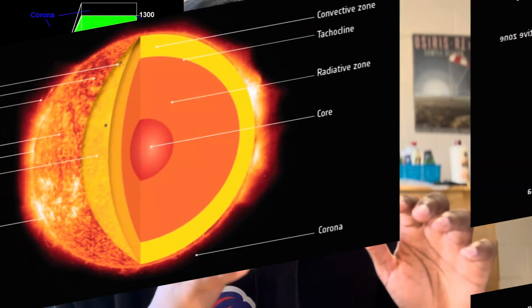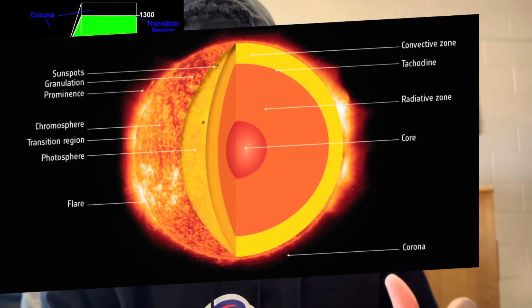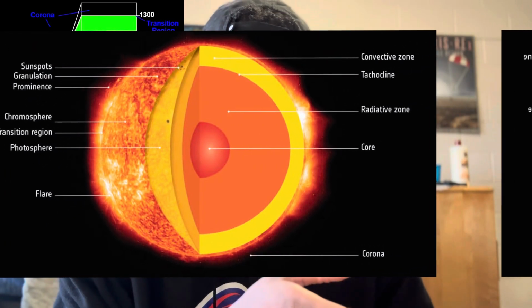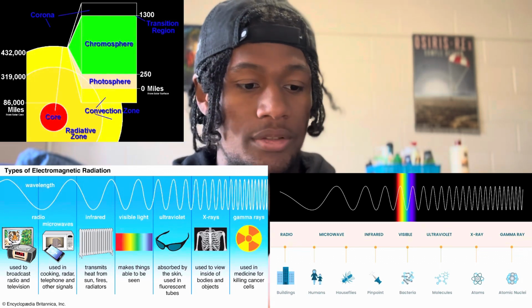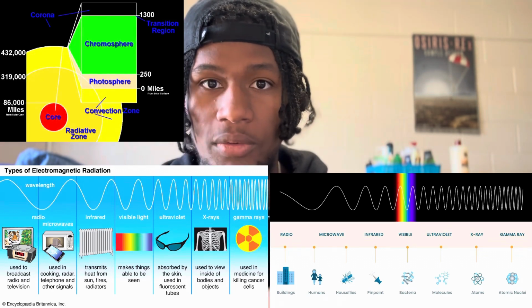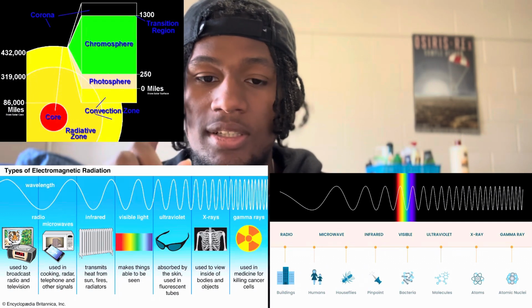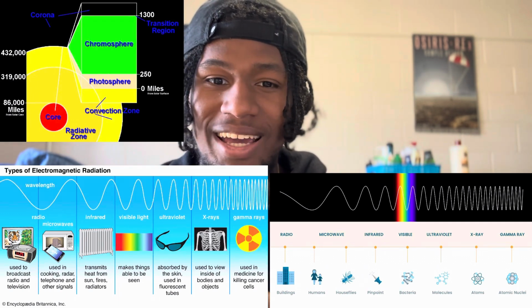Now, the photosphere is where the science kind of starts, because it is the deepest layer of the sun that we can actually see using the electromagnetic spectrum, as in radio waves, microwaves, infrared, visible light, ultraviolet, X-ray, gamma ray. So the photosphere is that last layer that we can see past.